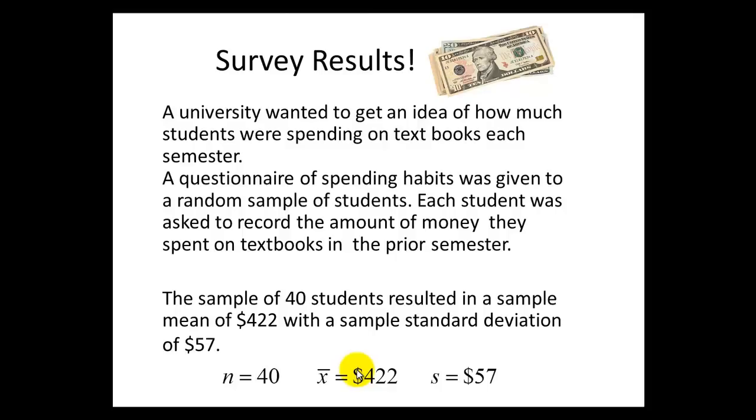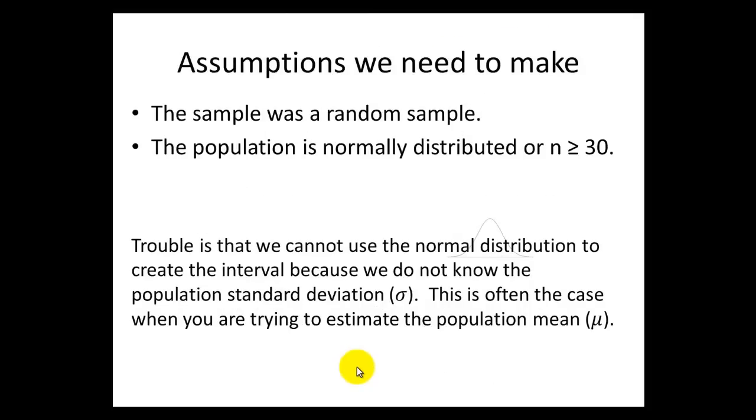The assumptions we need to make in order to do this is that our sample was a simple random sample, and in our case it was. Also, we want to be able to assume the population is normally distributed, or we have more than 30 in our sample. We're not sure if our population is normally distributed, but we certainly do have more than 30 in our sample. Our sample contained 40.